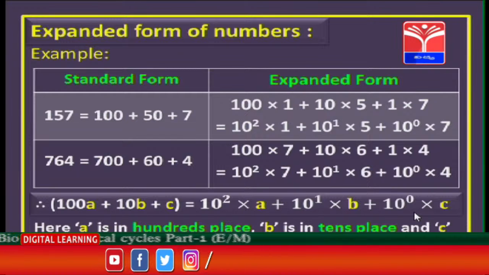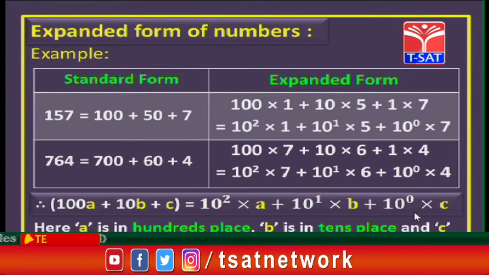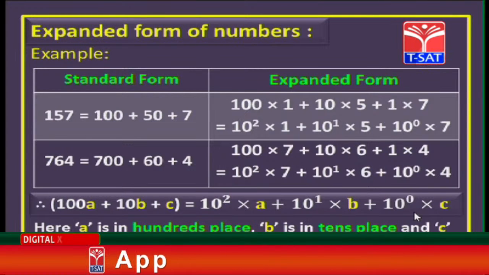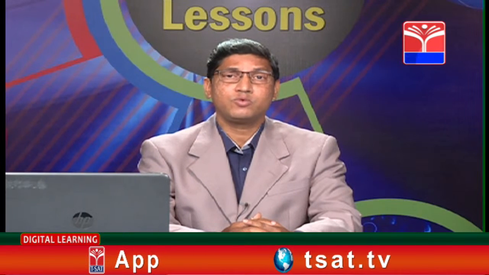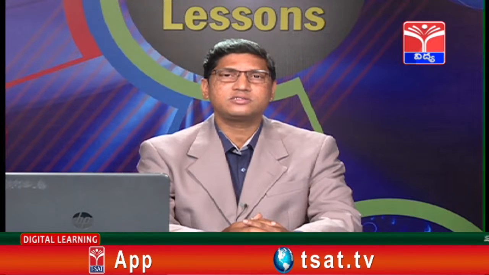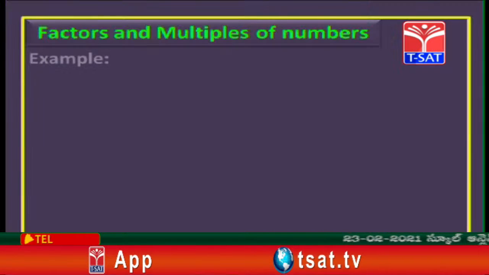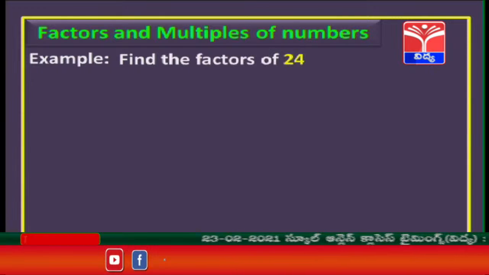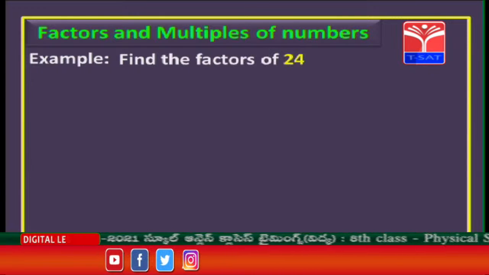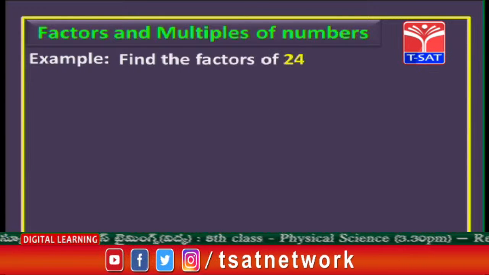Here a is in hundreds place, b is in tens place and c is in units place, or the ones place. So, children, let us move on to our next concept, that is factors and multiples of numbers. To understand this, let us consider an example of 24. Here we are going to find the factors of 24.